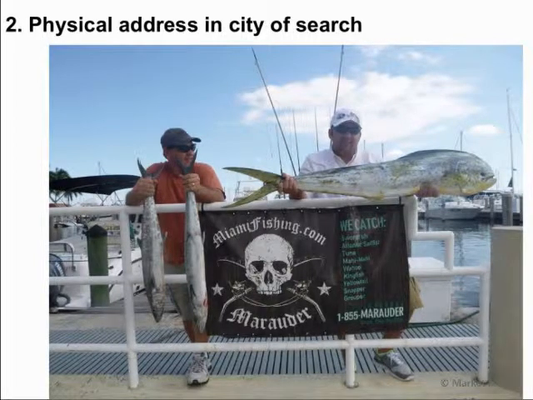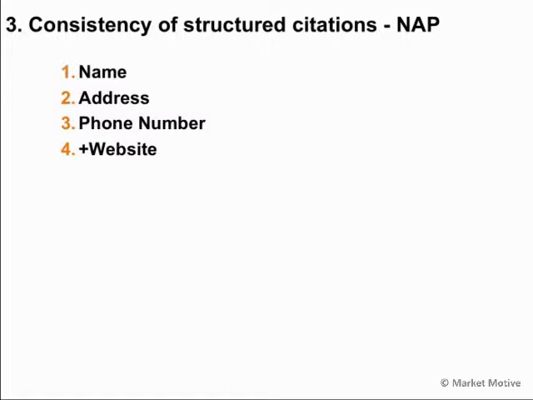People get creative sometimes, and we have some people that are fishermen maybe that don't necessarily have a location at a marina, but they list there anyway. This is really kind of against the terms of service. You should have a physical address in that location, and they'll eventually catch up with you if you do that sort of thing. So, consistency in your structured citations: name, address, phone number.